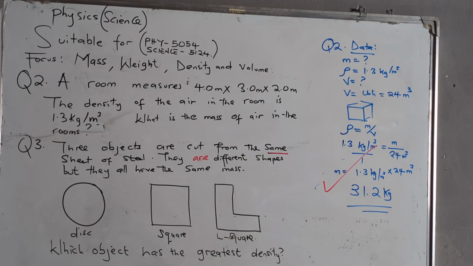All right, so we have a disc here, which is just a circle, a square, and the L shape. So which object has the greatest density? Which shape are we going to consider to have the greatest density since we have the same mass here? Anyone? Okay, but why do you think so?